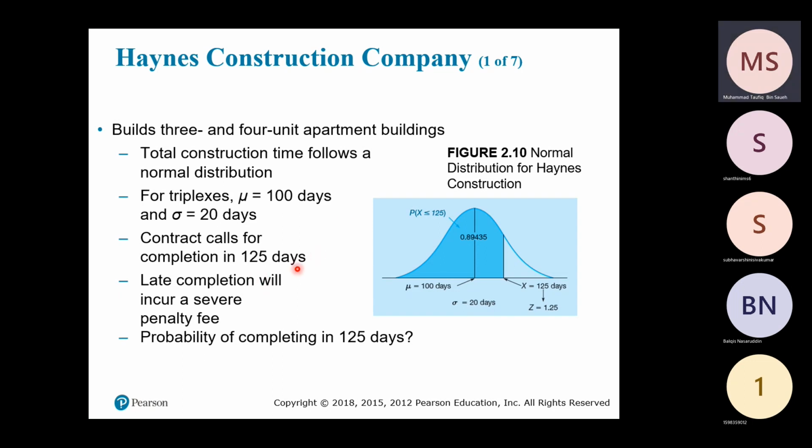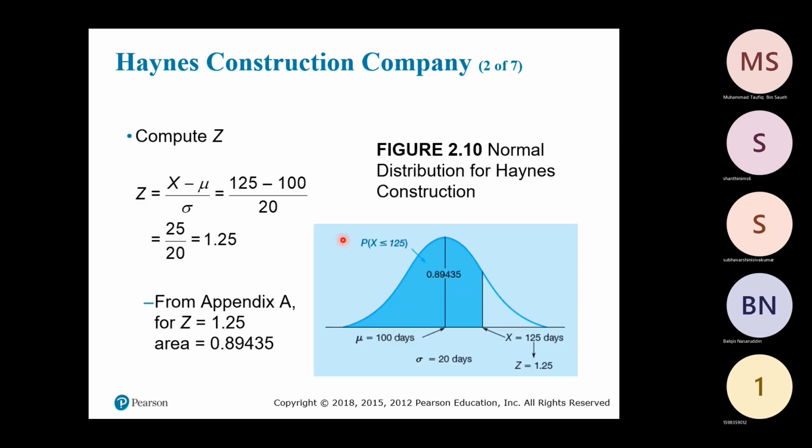From this info, we can calculate the z value. To calculate the z value, you need the x value. The x value is 135 days, this is the value that we want to calculate, and the mean value is 100 days, and the standard deviation is 20 days. So the z value is x minus 100, the mean, divided by the standard deviation 20. So 135 minus 100 is 25, divided by 20, you will get 1.25.